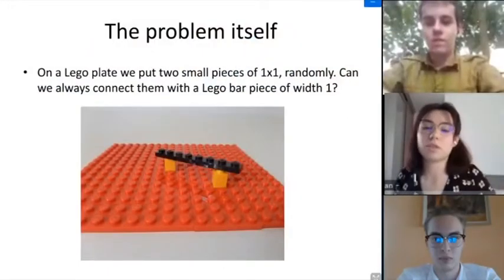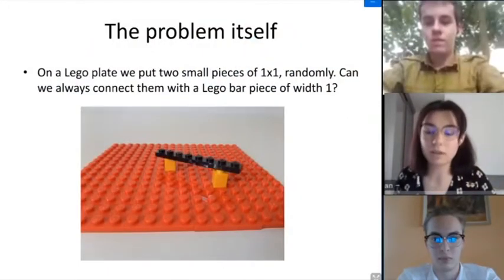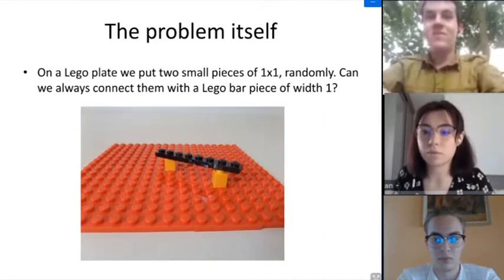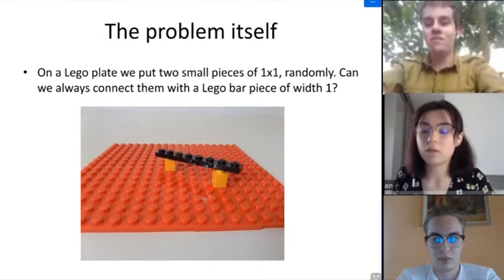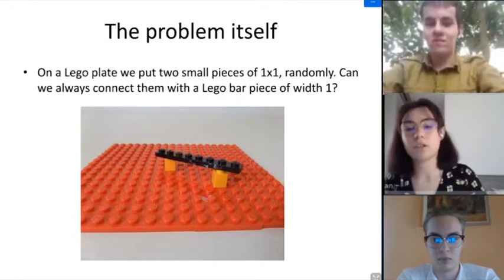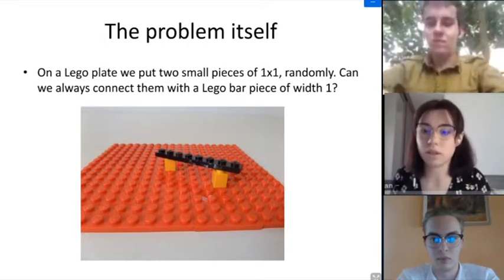During this year, we chose to research topic number 1, which says that on a Lego plate, we put 2 small pieces of 1 by 1 randomly. And the question is if we can always connect them with a Lego bar piece of width 1.